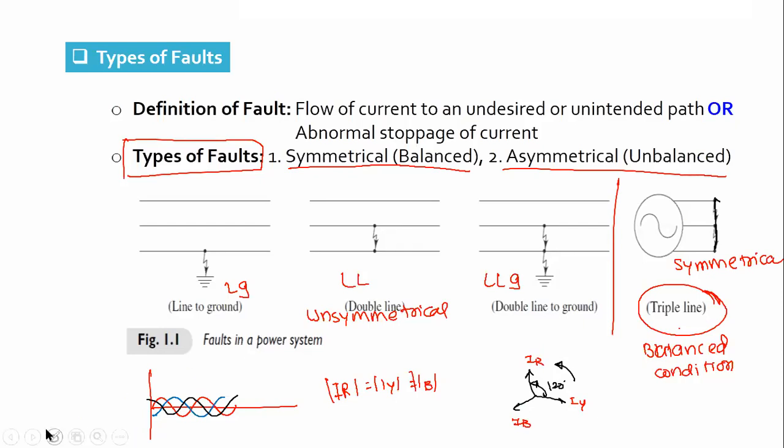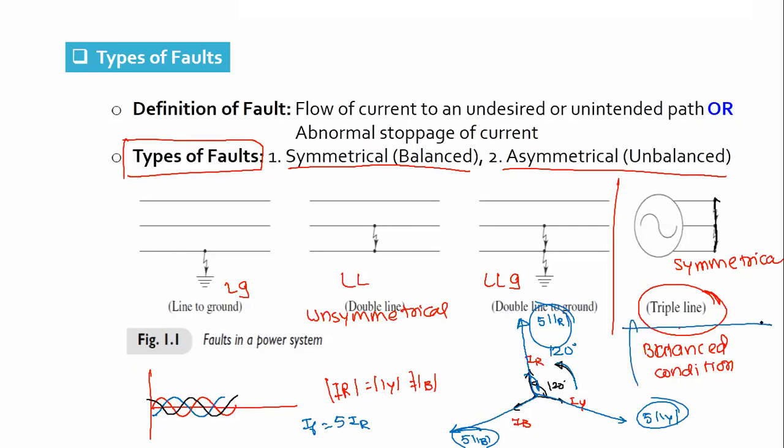Fine. So when a three phase fault occurs, what will happen? All these three currents will rise, let's say 5 times. Fault current is 5 times the normal current. So it will be 5 times in all three phases, and also the phase angle between them is 120. Even though there is a fault, the current will rise a number of times over the normal load current, but still the system is operating in the balance condition.